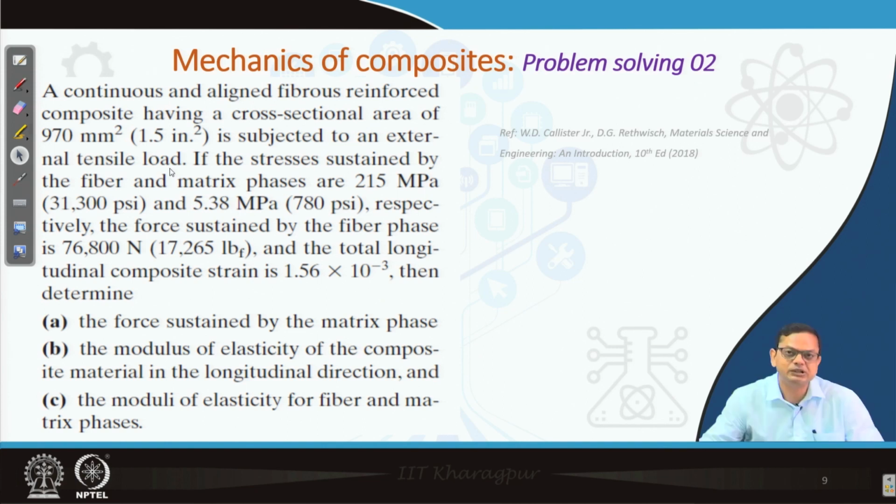So, scenario is same, and if the stress sustained by the fiber and the matrix phases are 215 MPa and 5.38 MPa, then the force sustained by the fiber phase is this much has been given, and the total longitudinal strain is also given. And what you need to find out: the force sustained by the matrix phase, the modulus of elasticity of the composite material in the longitudinal direction, and the moduli of elasticity both for fiber and matrix. So, how do we calculate that?